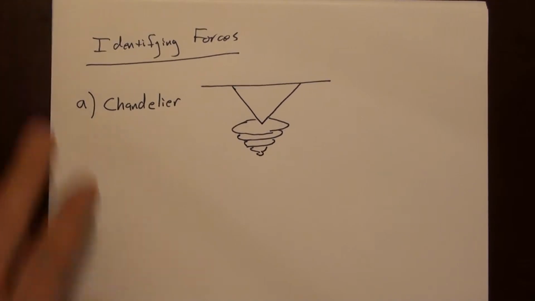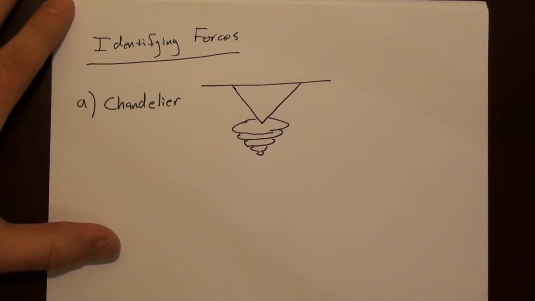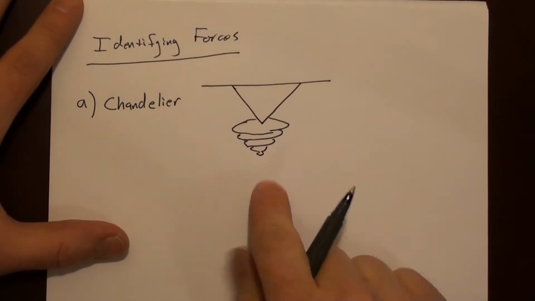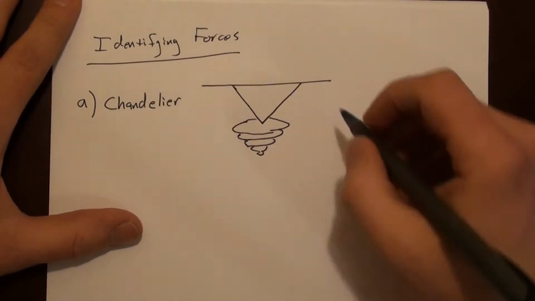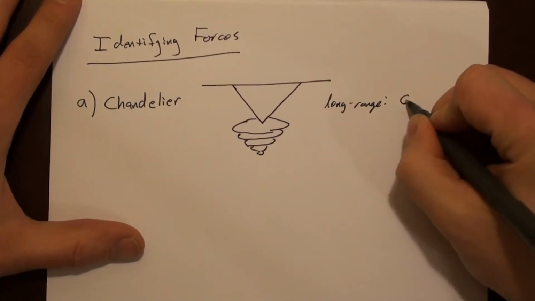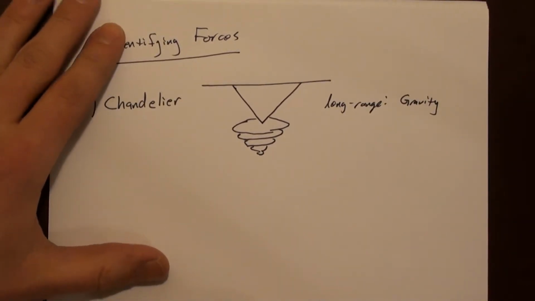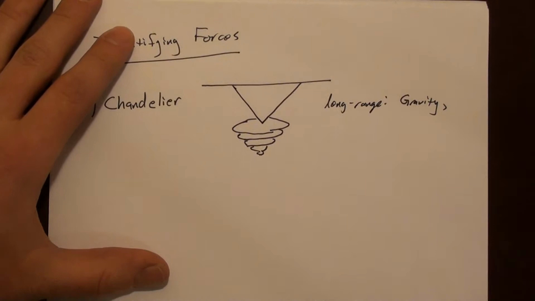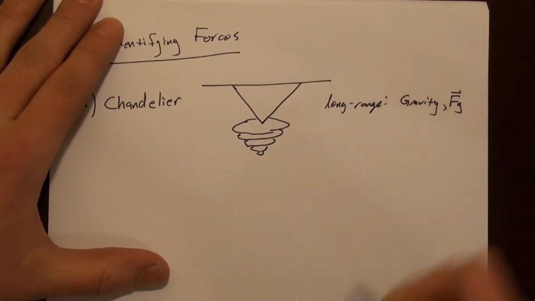So identifying forces is fairly simple if you remember that there are only two classifications. There's contact forces and long-range forces. So I just need to isolate the object. So the object that I care about is just the chandelier. And first I'll identify long-range forces. Well, the only one is gravity. Right? And gravity certainly is acting on this. So I'm going to label that, give it a name, so F sub g.